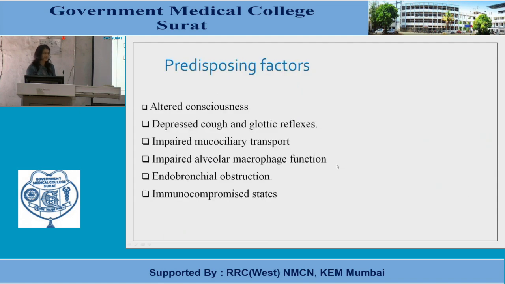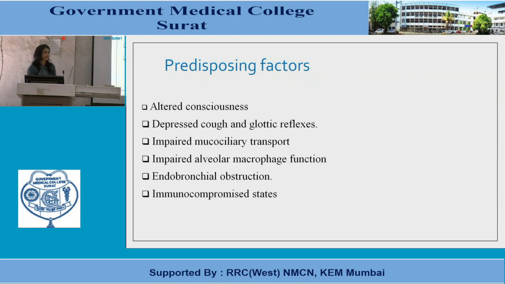Now which are the predisposing factors which lead to pneumonia? First is altered consciousness. If a patient has a long-standing bedridden condition or is in coma, there is a chance of aspiration of gastric content and that will lead to aspiration pneumonia. Second is depressed cough or glottic reflex. Usually it occurs when the patient has had any thoracic surgery or any neuromuscular disorder, which leads to depressed cough and glottic reflex and leads to aspiration pneumonia.